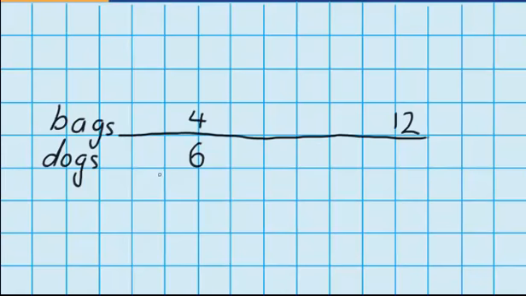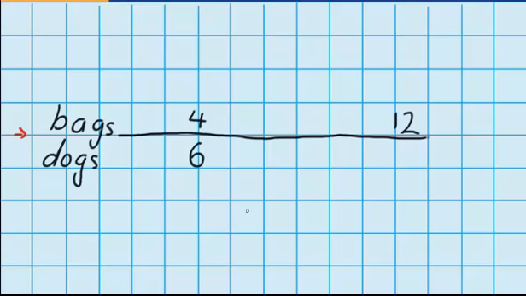Let's imagine I could feed 6 dogs with 4 bags of dog food every month. Well, I want to imagine how many dogs could I feed if I had 12 bags of dog food. So you can see I've set the problem out like this. I've got my bags and I've got my dogs, and I've already put on all the information that I know.